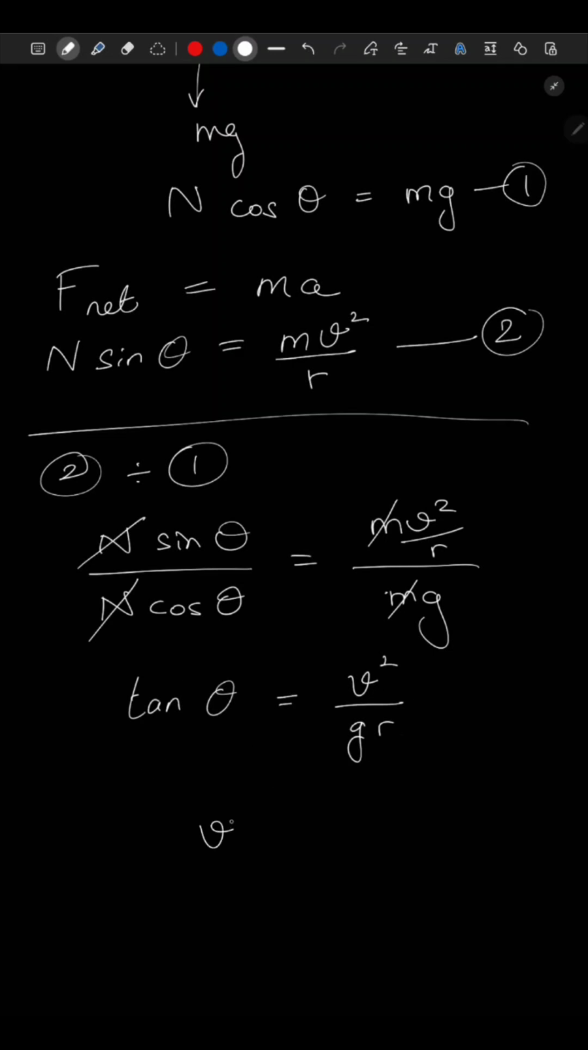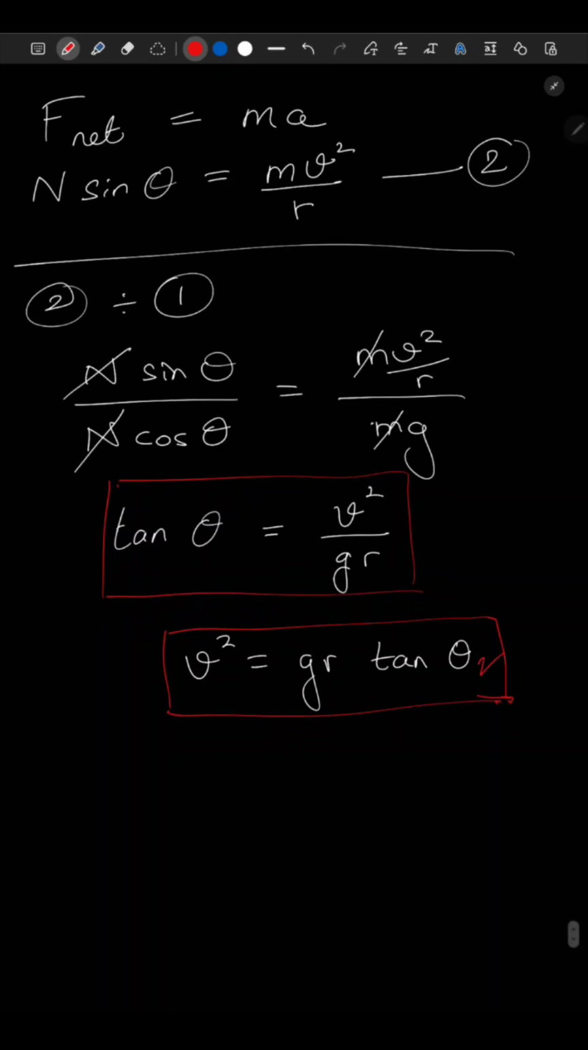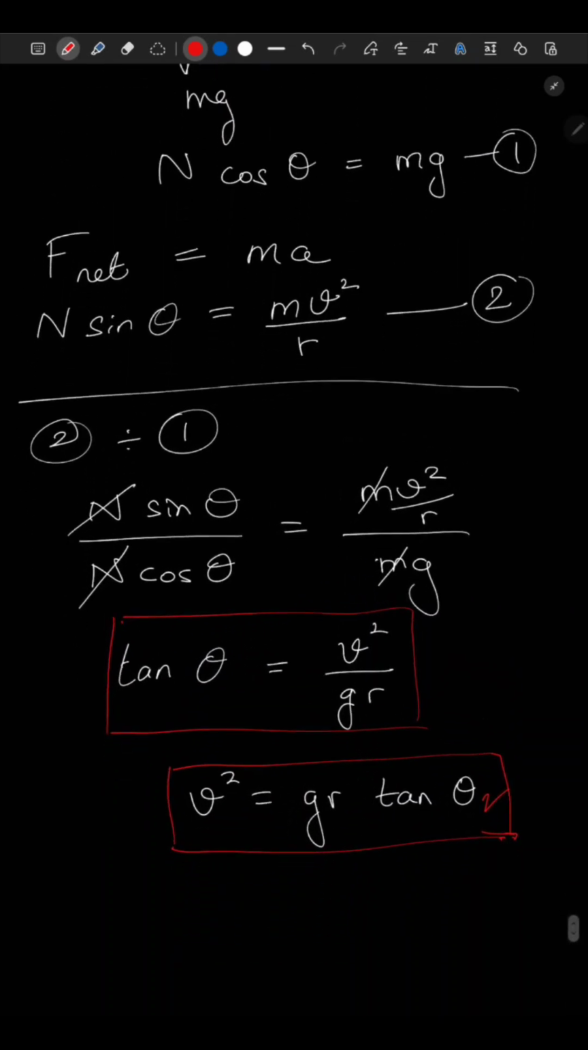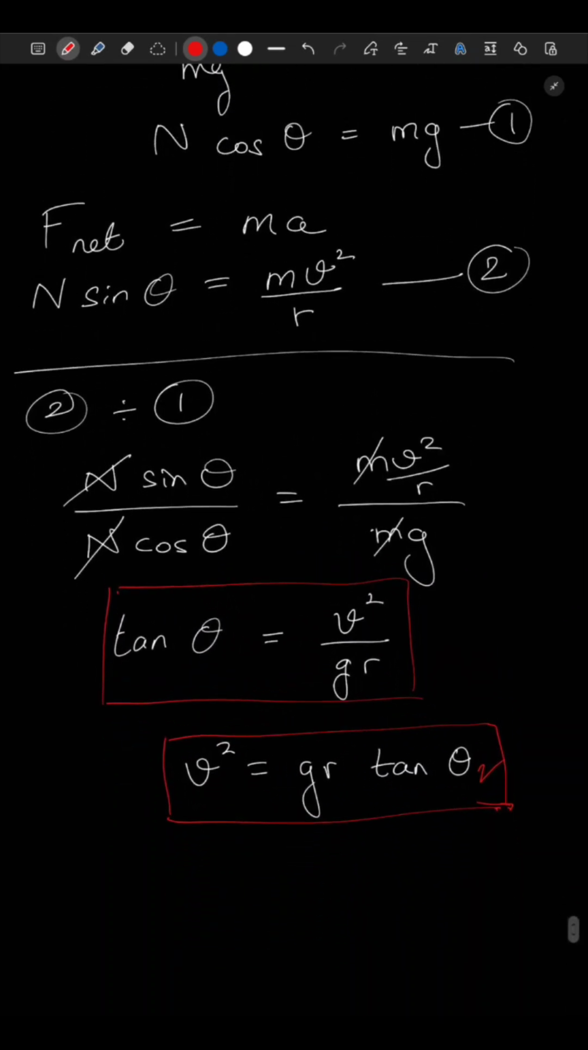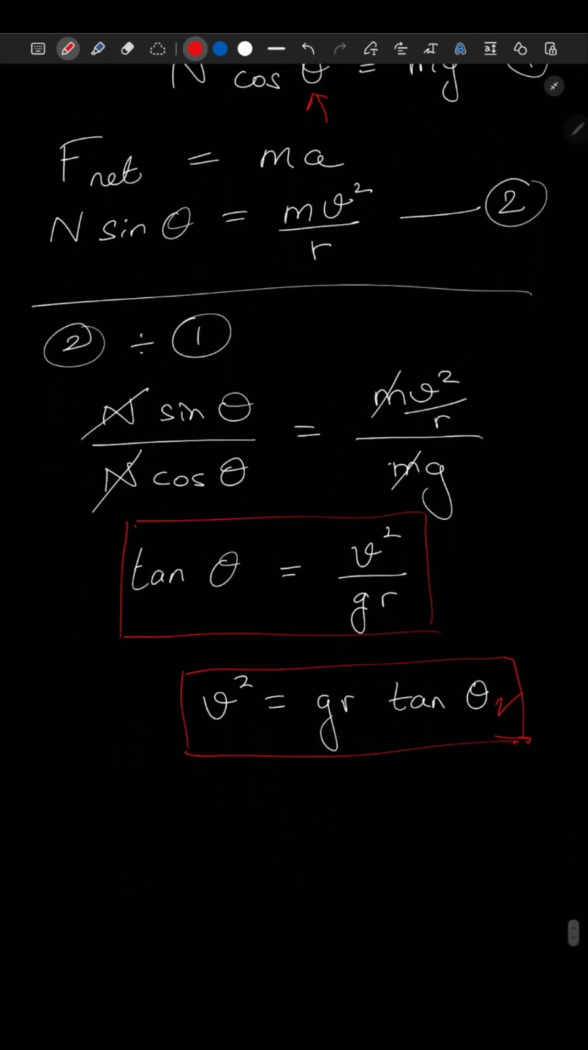Also, you can calculate v squared if you know the angle: v squared is equal to g r tan theta. So to calculate the angle, you use this one, and to calculate the velocity, you use this one, of course if you know the angle theta. And to calculate the normal force, you just substitute the theta you have calculated into the first or the second equation as before.